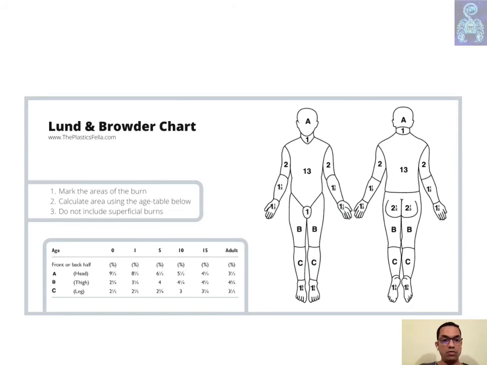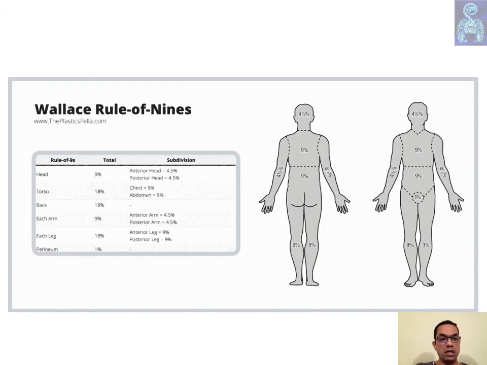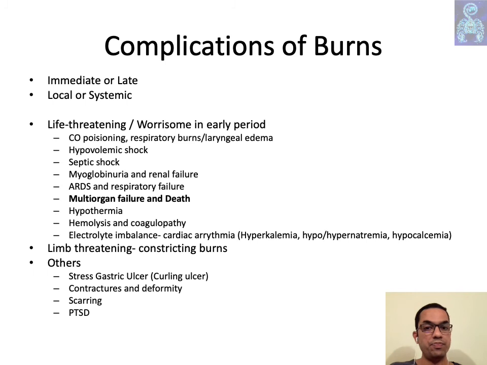So this is a sample of the Lund and Browder chart. You can see according to the age there will be a different calculation for different areas of body parts. Then the Wallace rule of 9s, I will not go into these details. You know them, how every body part is divided in portions of either 9 or half of it or double of it, and then 1% is for the perineum, so ultimately making it 100%.